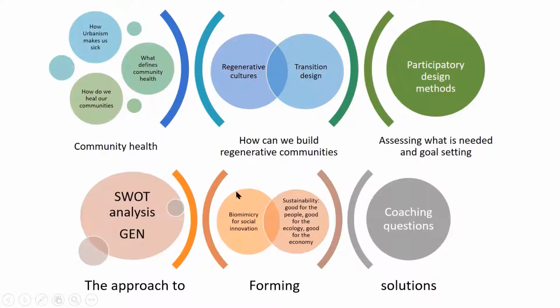And then you're going to do a SWOT analysis, and then you will be looking at some of the Global Ecovillage Network sustainability cards, so that you can do your own assessment and goals from them. And then you're going to make your own goals, also based on something called biomimicry for social innovation. You're also going to have to show evidence for sustainability, in the idea that it is good for the people, good for the ecology, good for the economy.